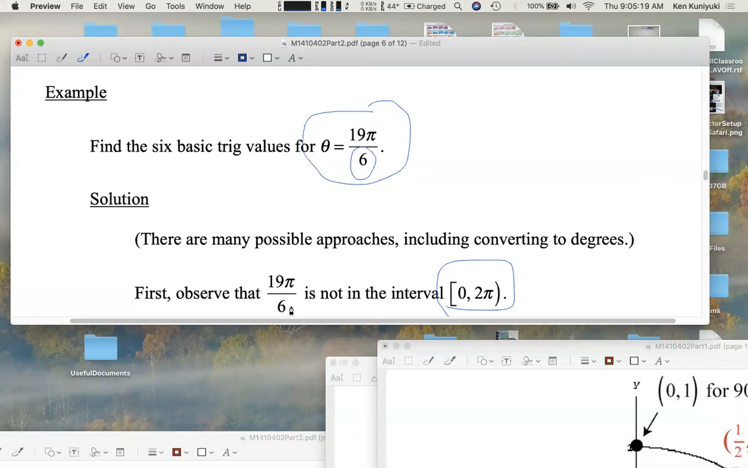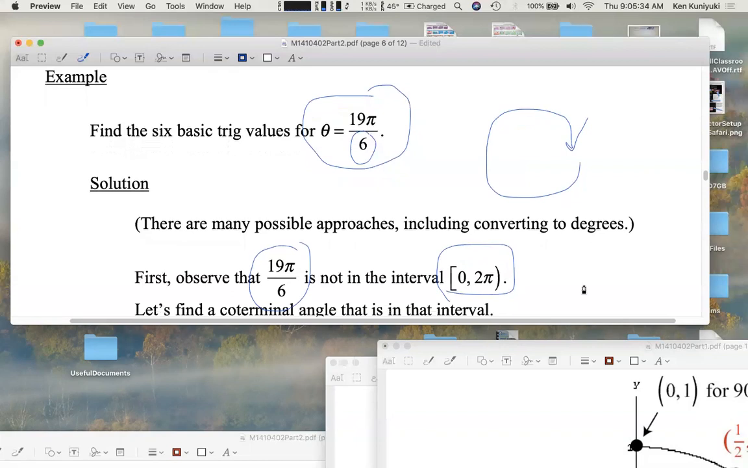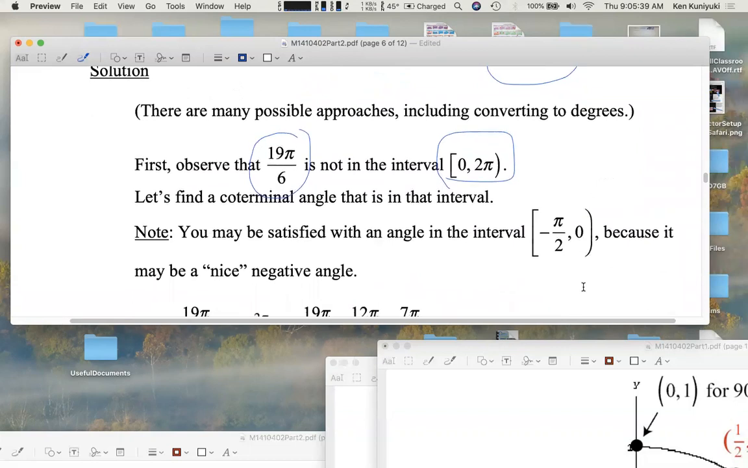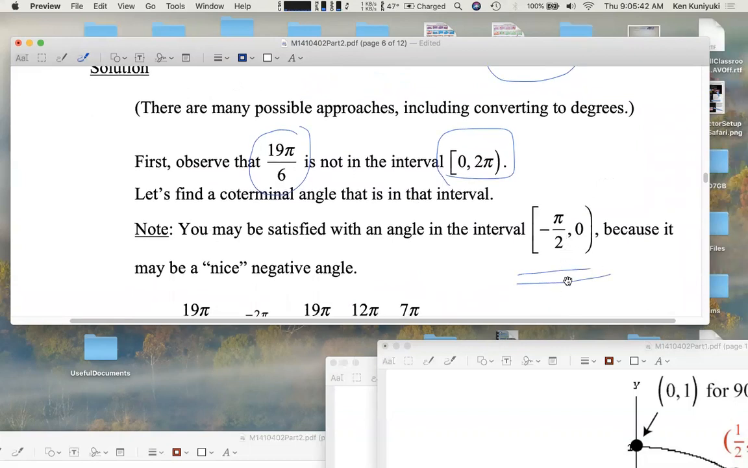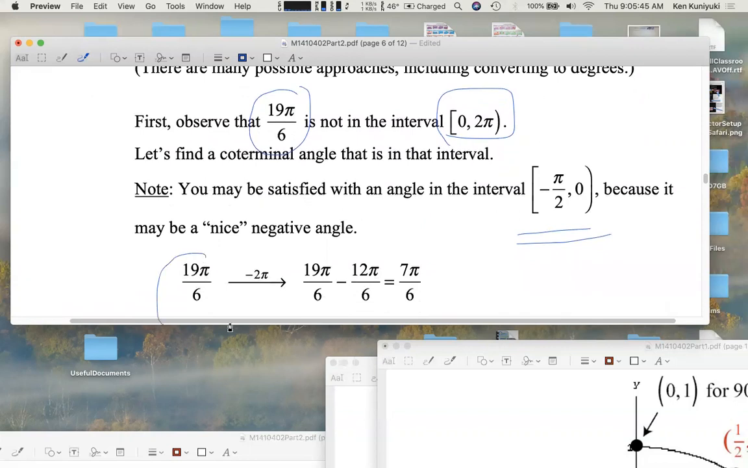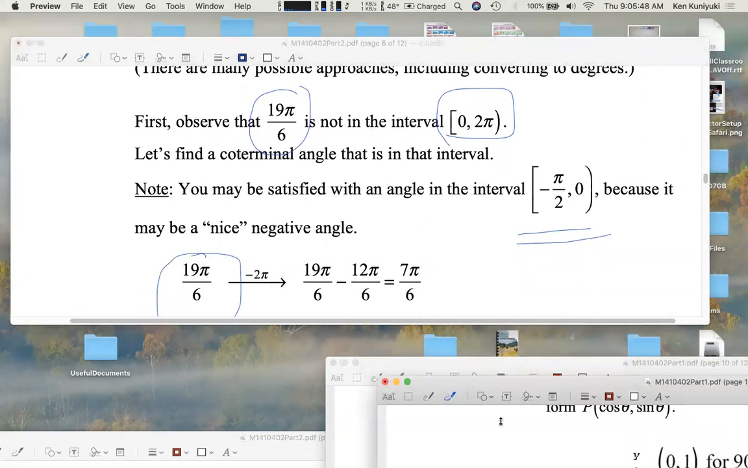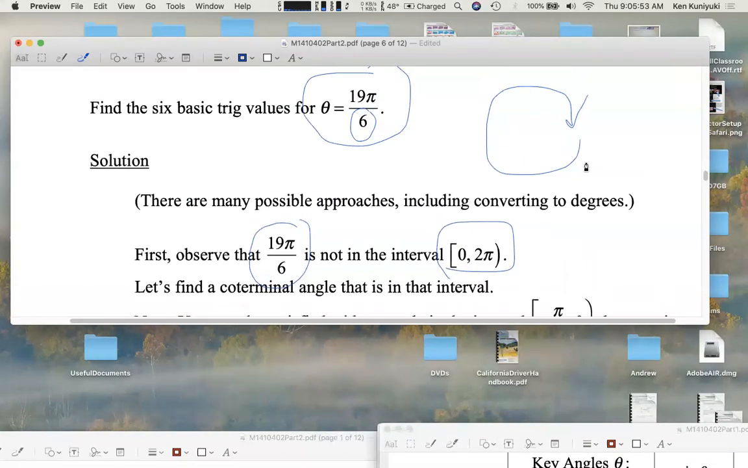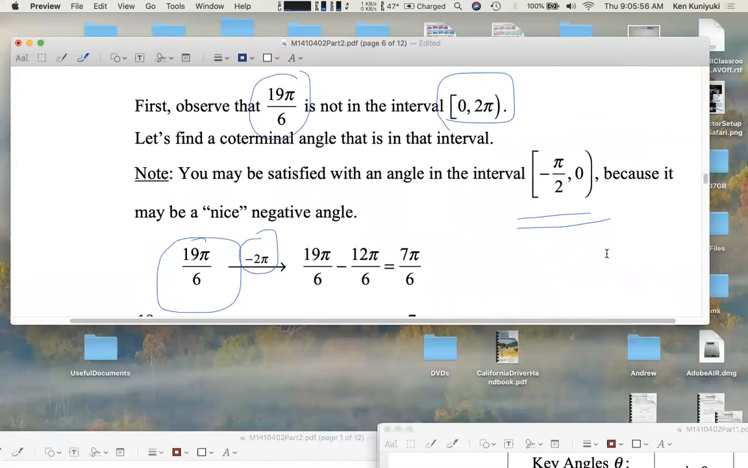If we get negative pi over 6, that could also work nicely. Well, how can we get a smaller angle? We can get a smaller coterminal angle by subtracting what? By subtracting 2 pi, which corresponds to a full revolution clockwise in this case. Again, if we end up with a nice negative angle, that's okay too. But what happens here? We start with 19 pi over 6. We subtract 2 pi, so we're revolving clockwise, going in reverse.